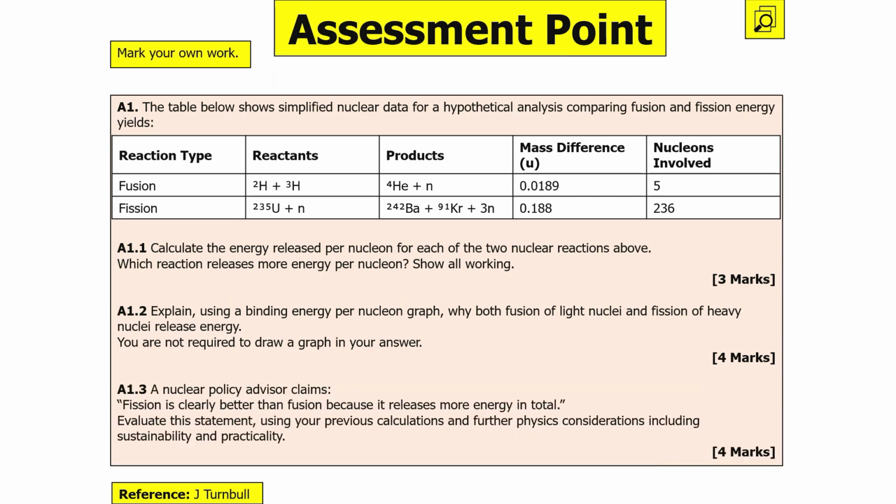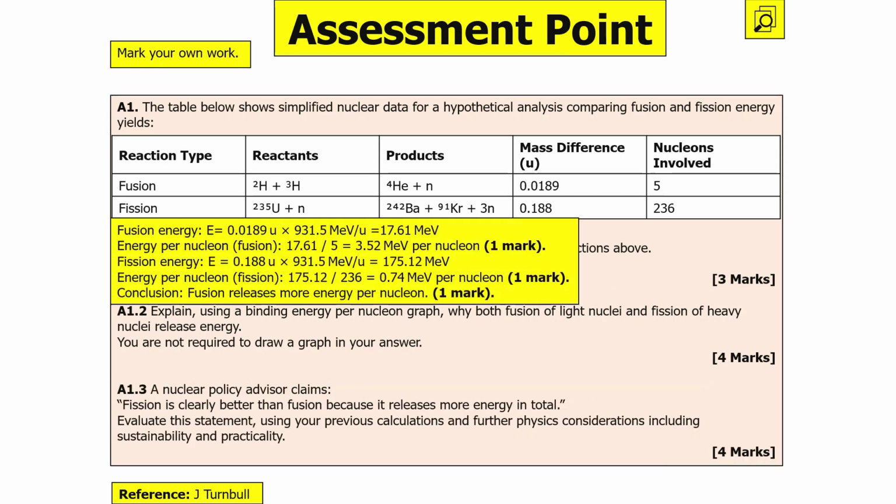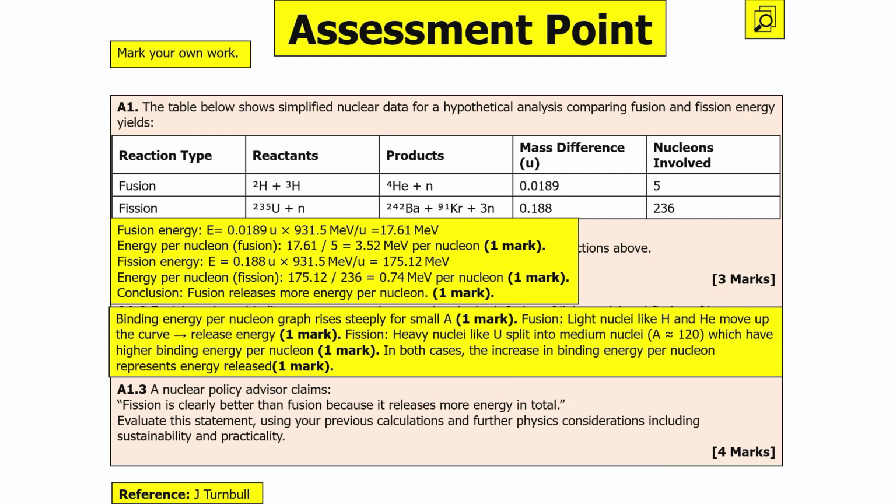Right, we know that in the first question the fusion energy is going to be equal to the mass difference times 931.5 to get it into MeV. So you get that to be 17.61 MeV. You divide that by the number of nucleons present, 5, so you get 3.52 MeV per nucleon. We do the same for fission and we get 0.74 MeV per nucleon. So therefore fusion releases more energy per nucleon. Now, the binding energy per nucleon graph rises steeply for small A.